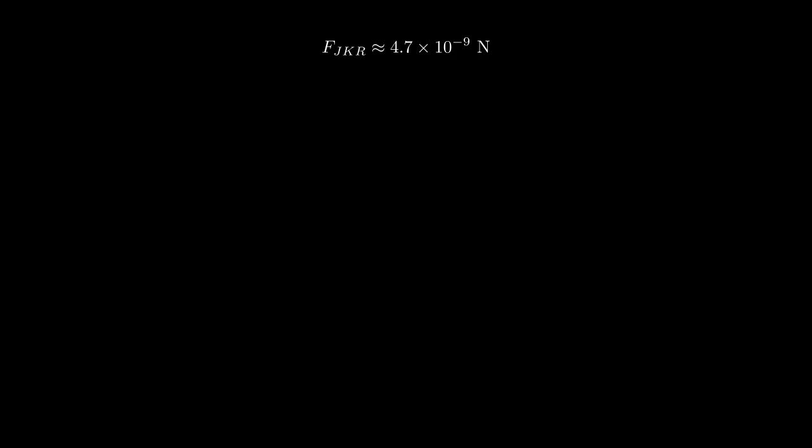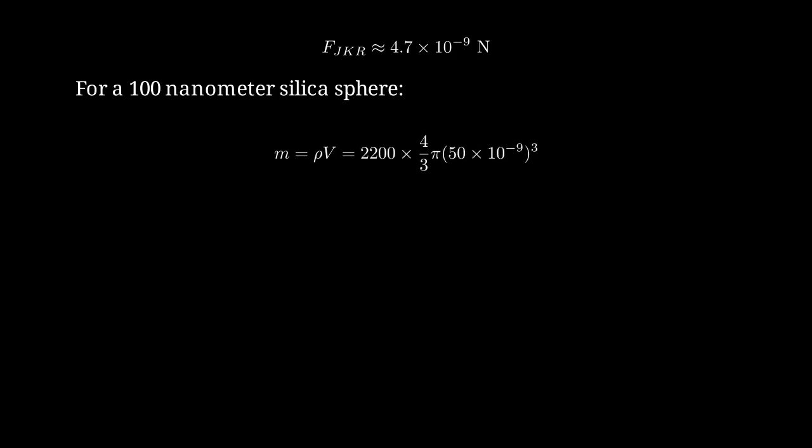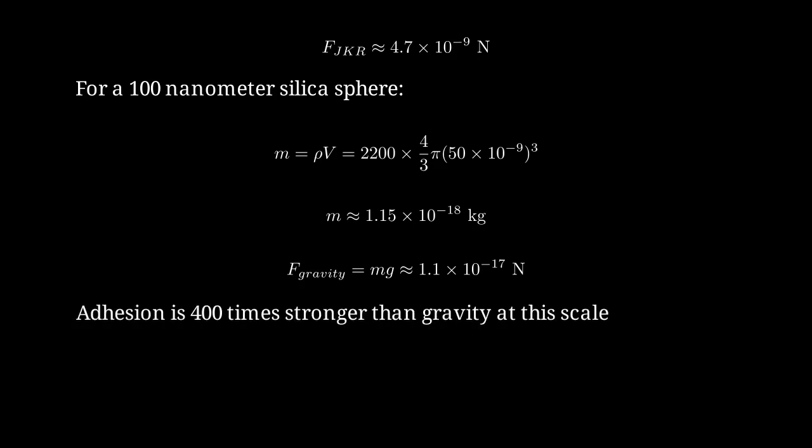That might sound tiny, but let's compare it to the particle's weight. Consider a silica nanoparticle with diameter 100 nanometers. Its mass equals density times volume. Silica density is about 2,200 kilograms per cubic meter, and the volume is 4/3 π r cubed. This gives a mass of about 1.15 times 10 to the minus 18 kilograms. The gravitational force is mass times g, which is about 1.1 times 10 to the minus 17 newtons. Notice that the adhesion force is about 400 times larger than the weight. So the adhesion force completely dominates over gravity. This is why the particle sticks to the tip rather than falling off.